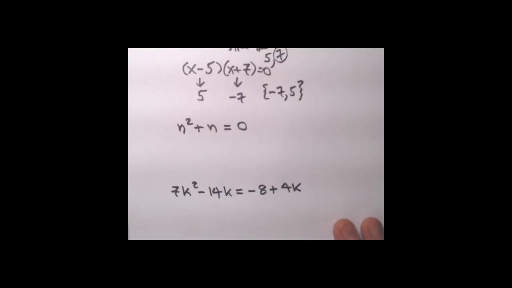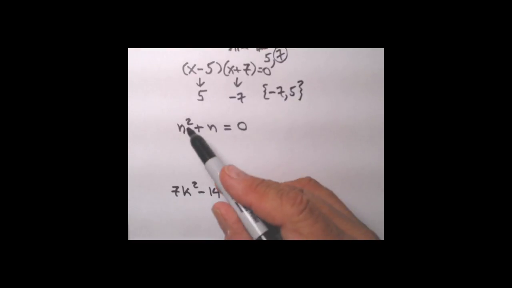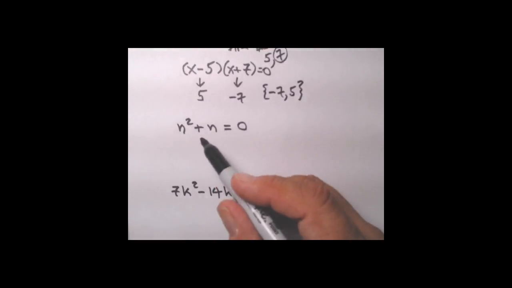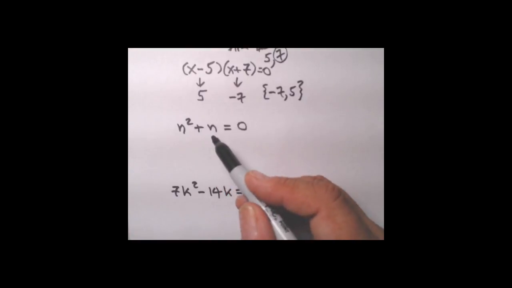Now, I want to point out to you that once in a while you get some simple things, and here's an example. This is a quadratic again because it does have a squared term, but notice there's no plain number. We have n squared plus n.